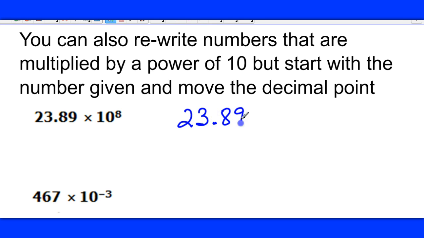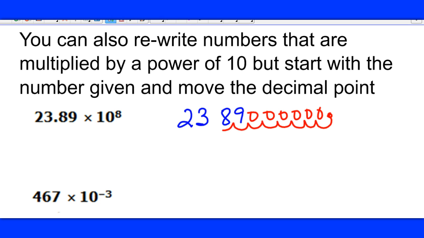So if I start with 83.89 and multiply by 10 8 times, this is what happens when I multiply it by 10s: 1, 2, 3, 4, 5, 6, 7, 8. Okay, fill in these zeros and get rid of the decimal point up here. Okay, and there's your number.